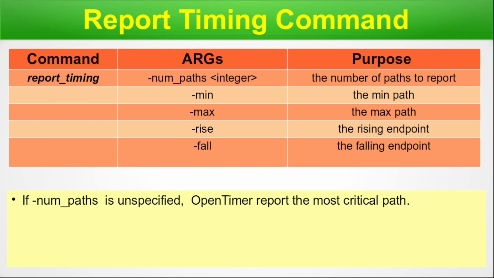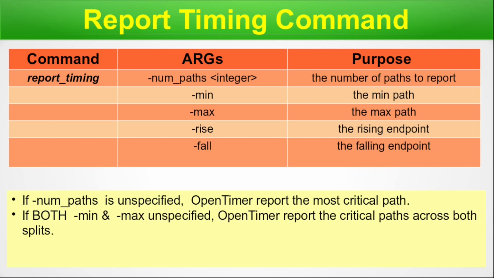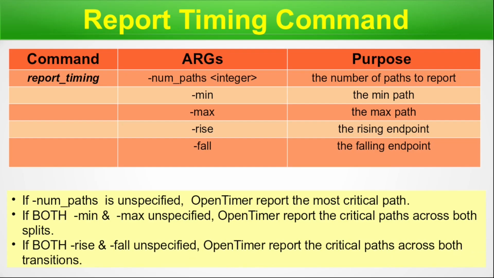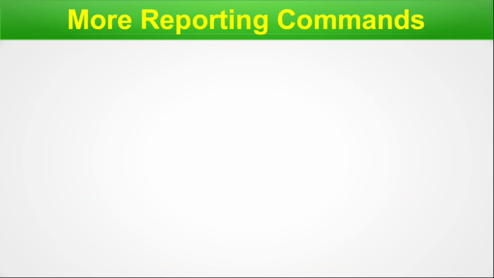If the num paths is unspecified, OpenTimer reports the most critical path. If both min and max are unspecified, OpenTimer reports the critical paths across both the early and late modes. If both rise and fall are unspecified, OpenTimer reports the critical paths across both the transitions. That's all, folks. We are done and let's move on.